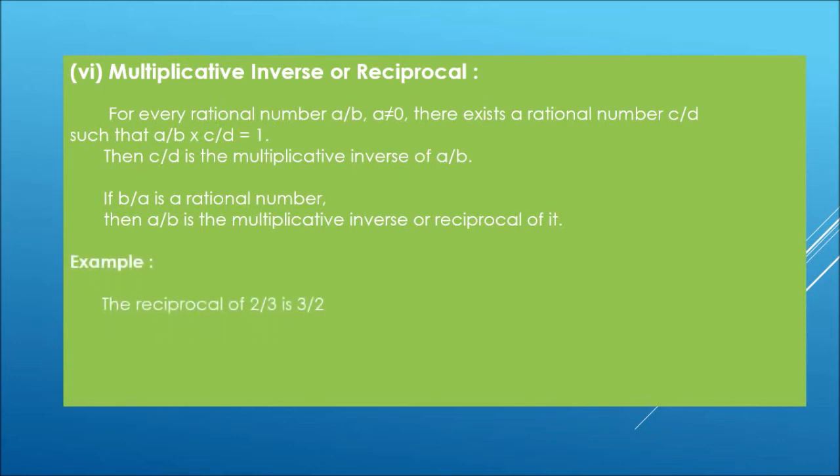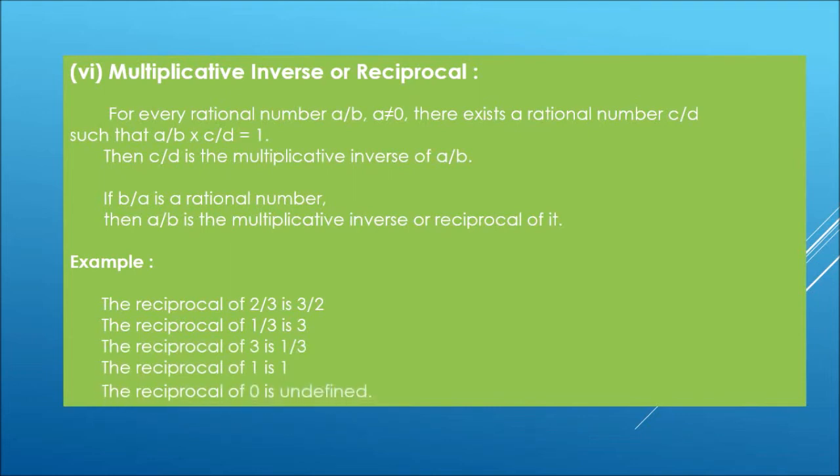Example, the reciprocal of 2 upon 3 is 3 upon 2. Because if you multiply 2 upon 3 and 3 upon 2, answer will be equal to 1. The reciprocal of 1 upon 3 is 3 upon 1, which is 3. The reciprocal of 3 is 1 upon 3. The reciprocal of 1 is 1. The reciprocal of 0 is undefined.